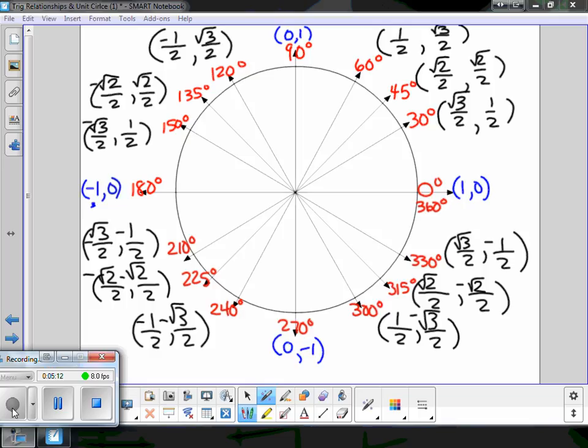That concludes how to complete the unit circle. Tangents up next.